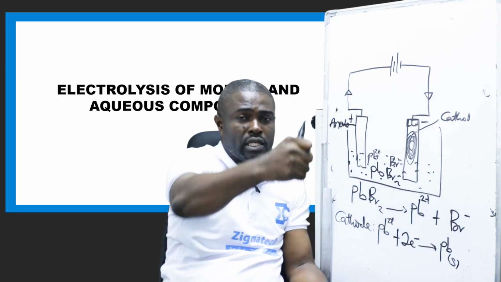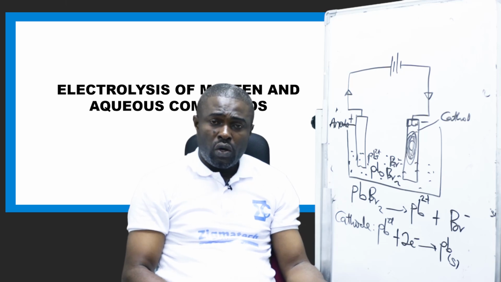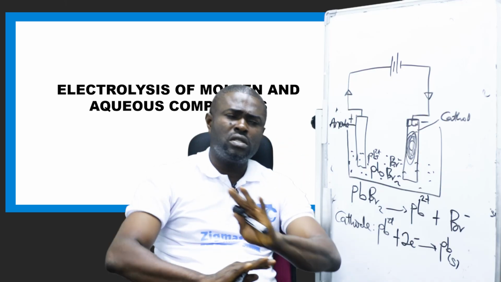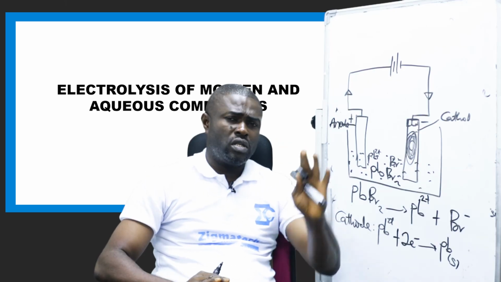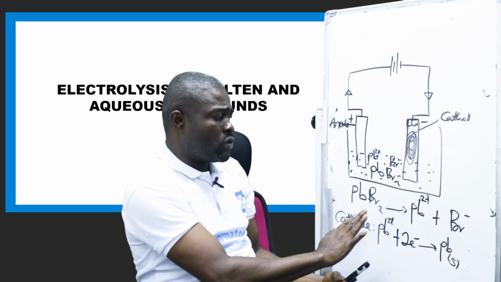Where it is being collected. Have you seen it? No competition at all. When it is molten, no problem. Positive moves to the negative and negative moves to the positive. So this is what happens at the cathode.